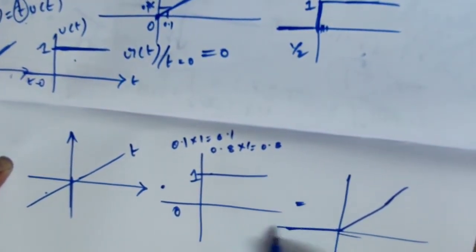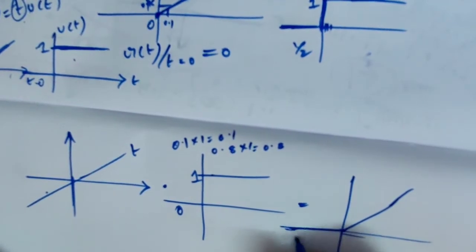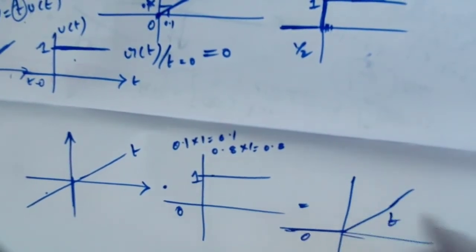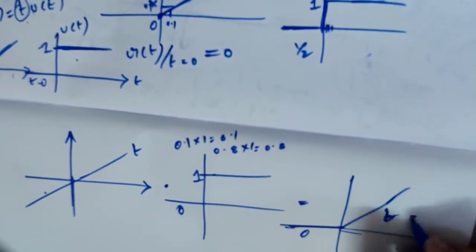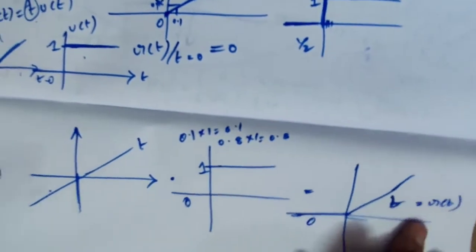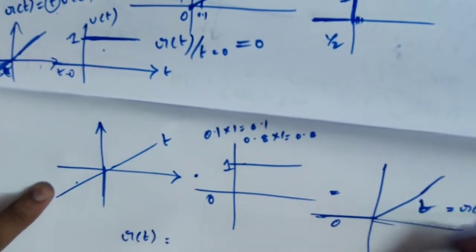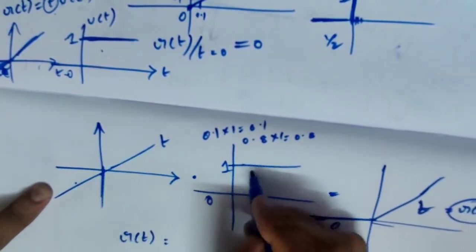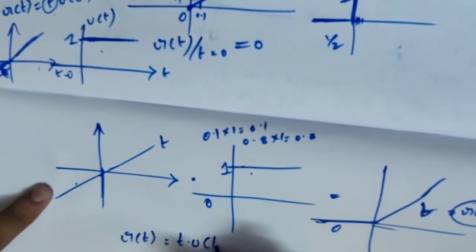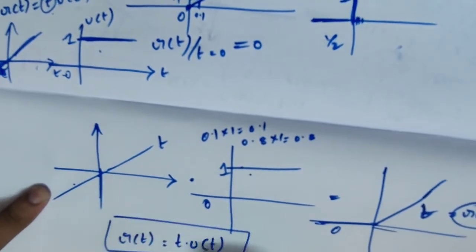So what is this now? For the negative axis it is 0. For the positive axis it is t. This is nothing but r of t. That is what I am trying to tell you. That is, r of t is equals to t into u of t. This is an important relation.